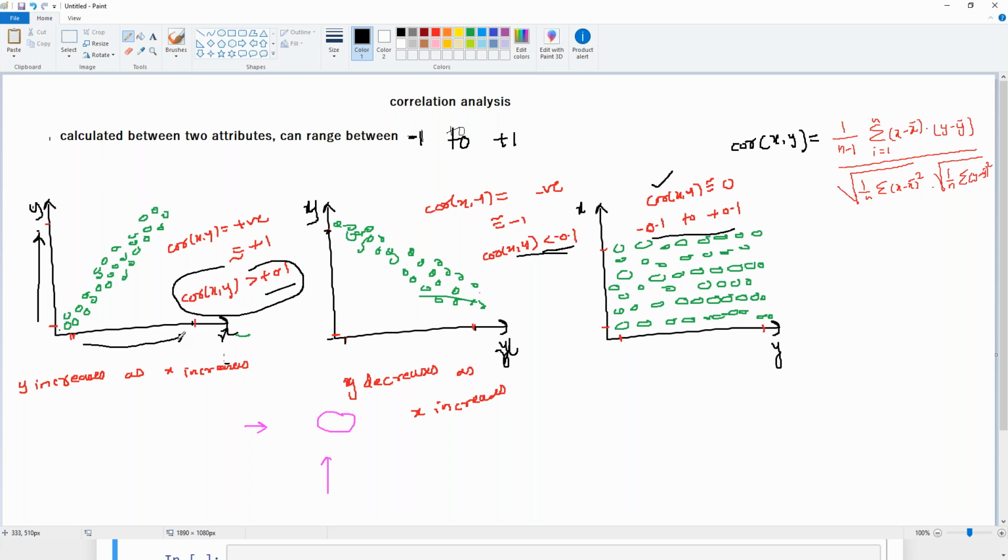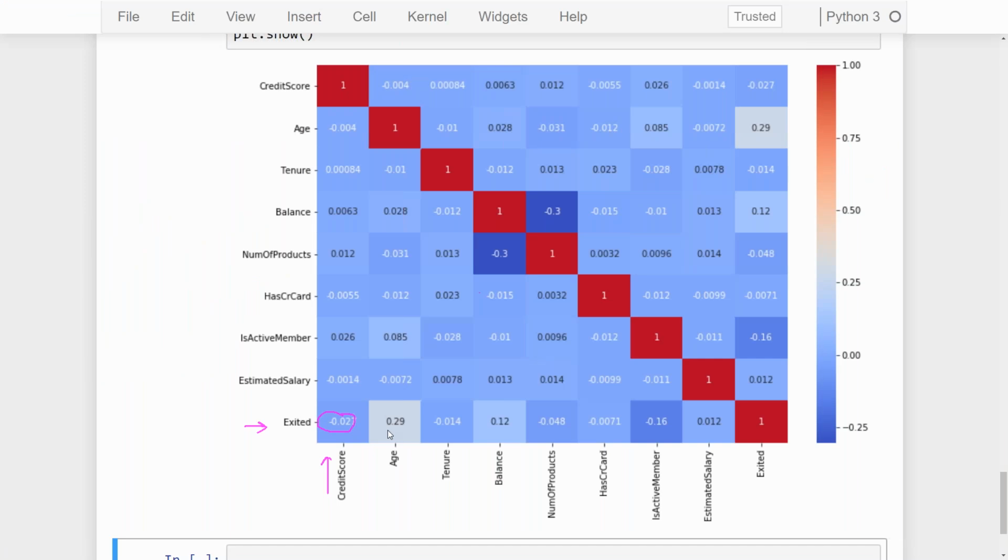And we already saw that old age customers are more likely to leave the bank. The same pattern we observe here as well. So 0.29 means positive correlation. Positive correlation means as soon as age increases, exited chances also increase. That means those customers who have higher age have more chances of leaving the bank. We also observed this earlier with the probability distribution of data.